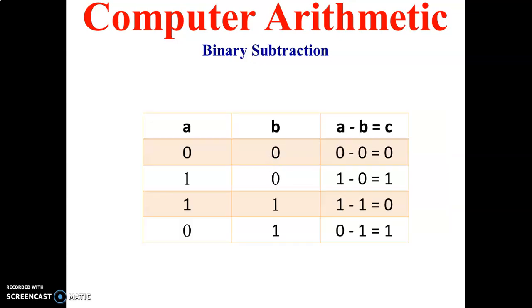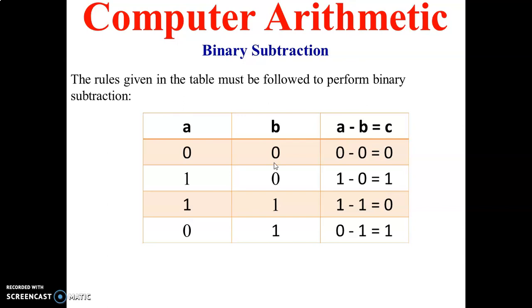Now we will understand how we can subtract binary numbers. So there is a table. There are the rules that we have to understand. Whenever we subtract 0 from 0, the result will be 0. When we subtract 0 from 1, the result will be 1. When we subtract 1 from 1, the result will be 0. And when we subtract 1 from 0, the result will be 1.